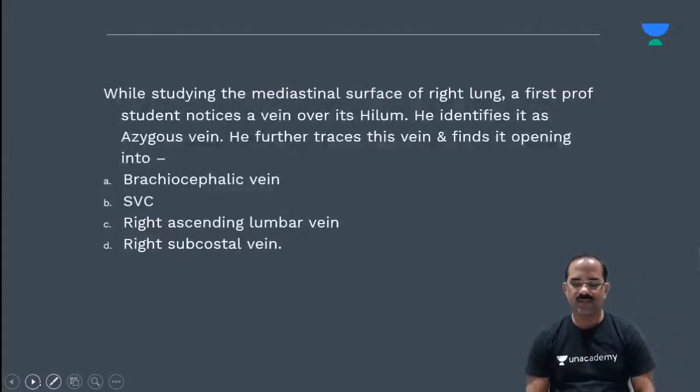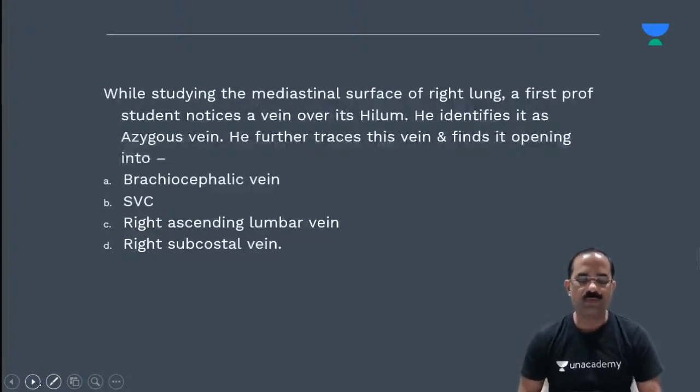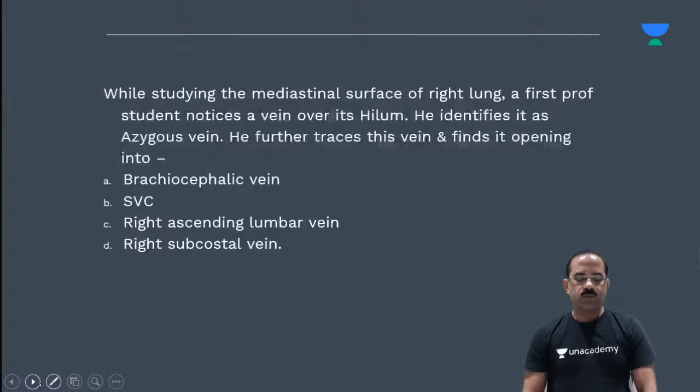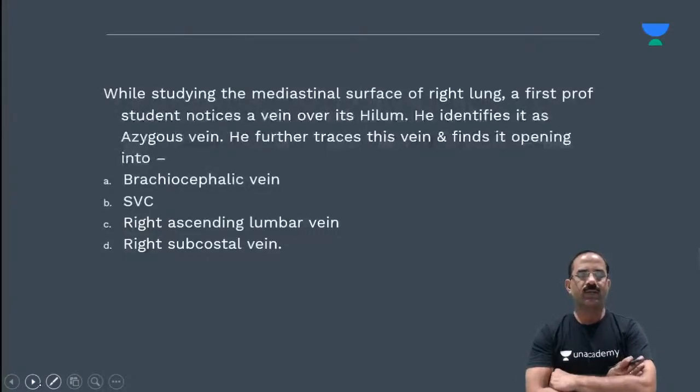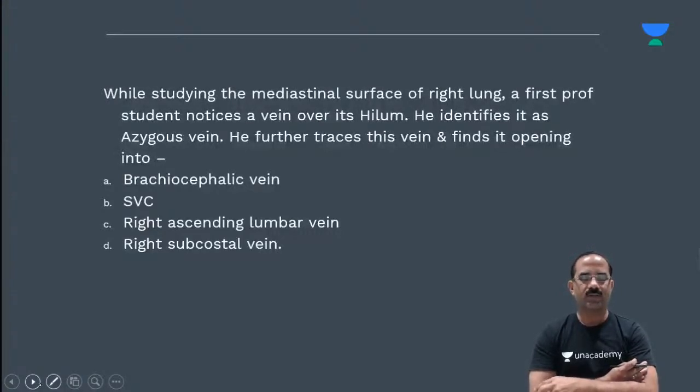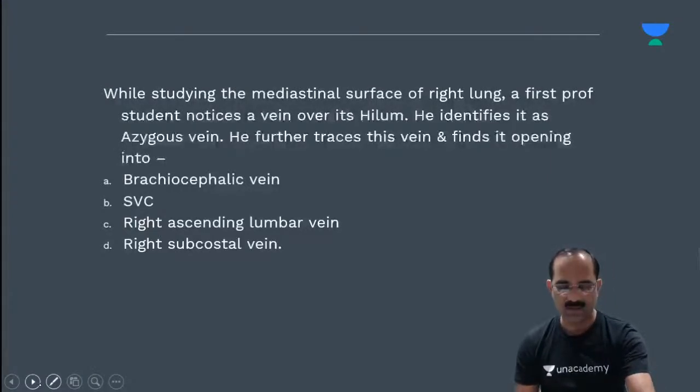He further traces this vein and finds it opening into. Where does the azygous vein open into? That's the MCQ. And your answer is? Mohit, what is the answer for this? The azygous vein drains into which vein? Anyone? Come on, students. 2 days left for the exams. Come on. Brush up yourselves fast.